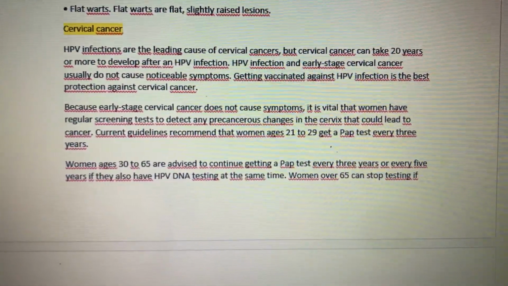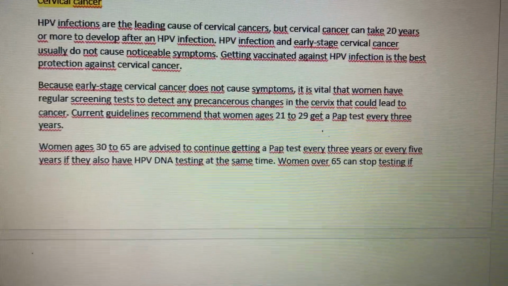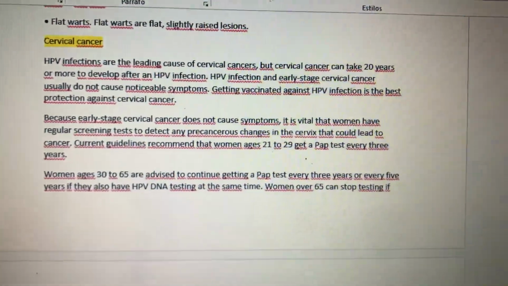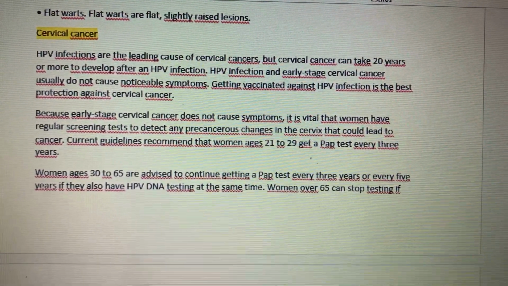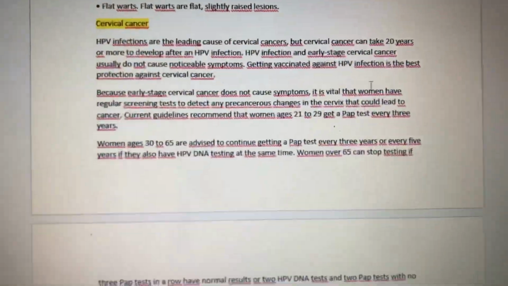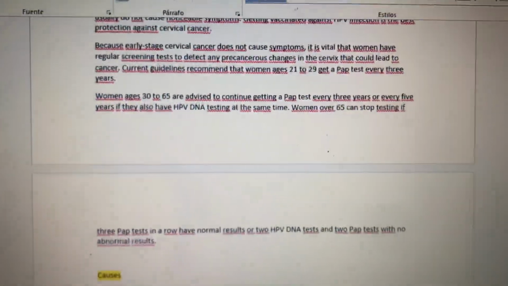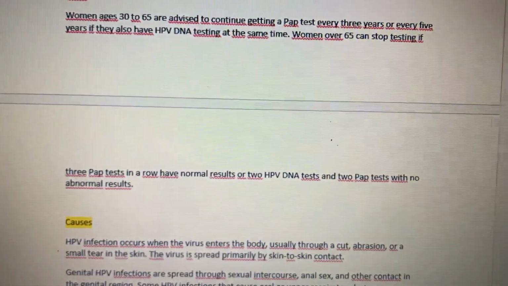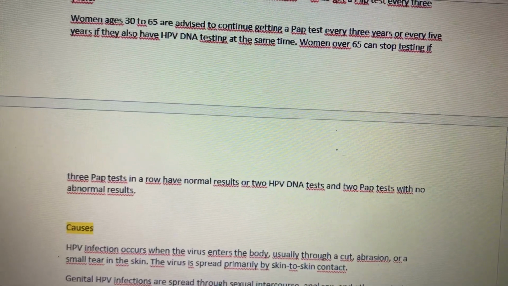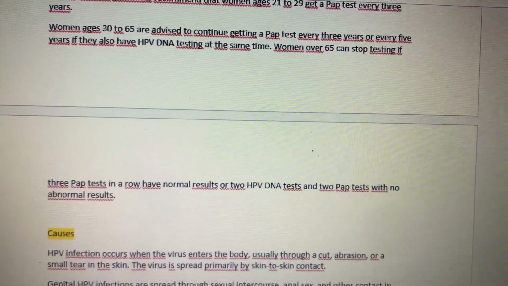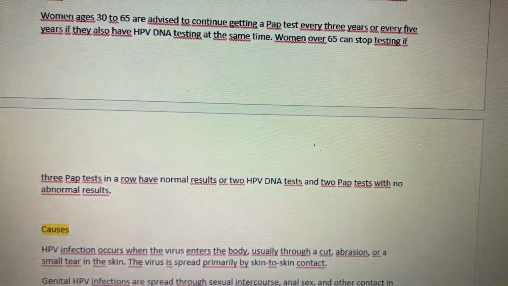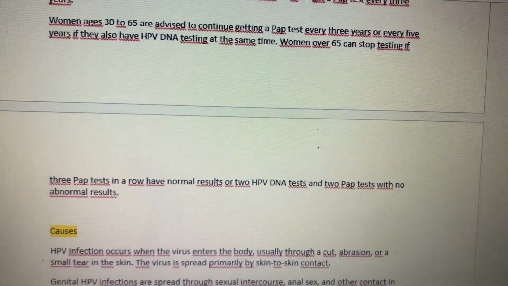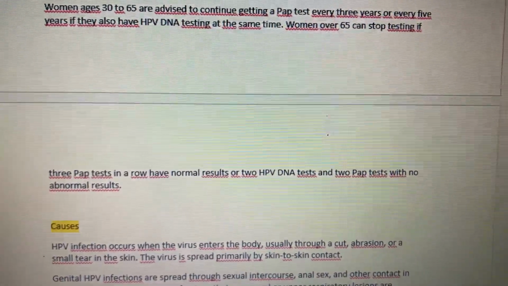If they also have HPV DNA testing at the same time, women over 65 can stop testing if three past Pap tests in a row have normal results, or two HPV DNA tests and two Pap tests have not had abnormal results.